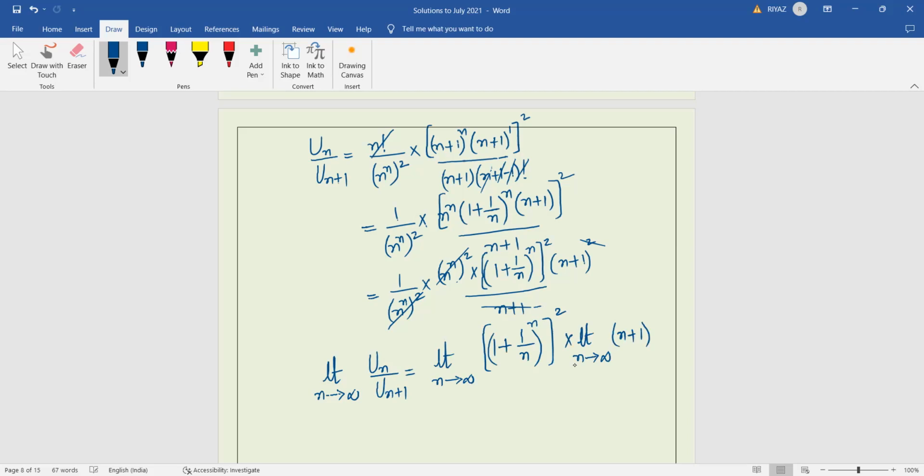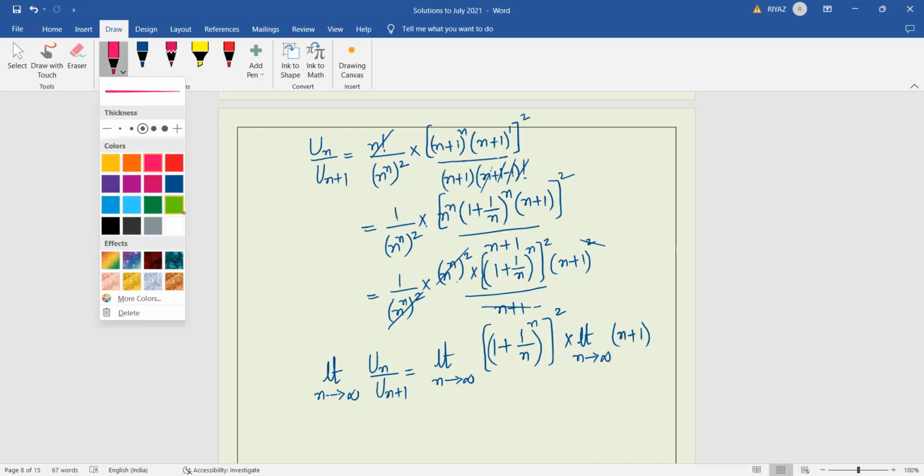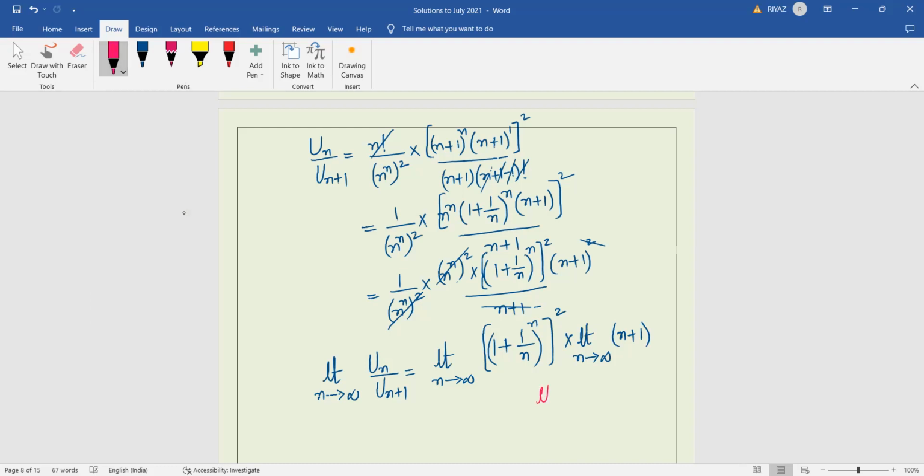Sir, should we take n common here? No, no need, it would be the same. Even if we take n common, n is infinity, that's all. But we already know this value is e now. I will write it. Limit n tends to infinity, 1 plus 1 by n whole to the power of n. This value is already e.